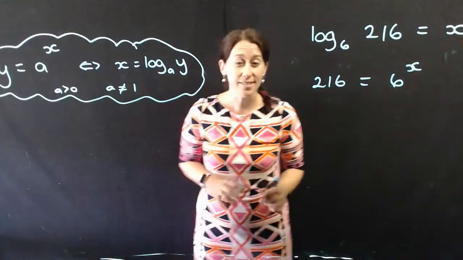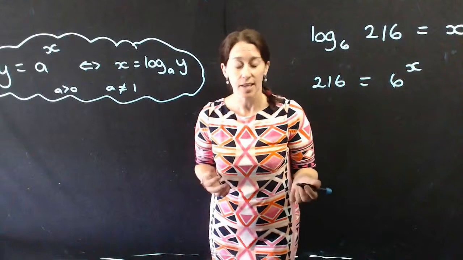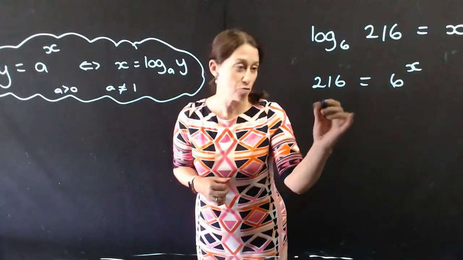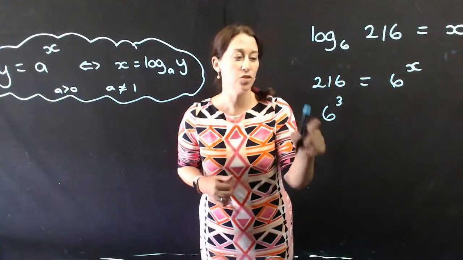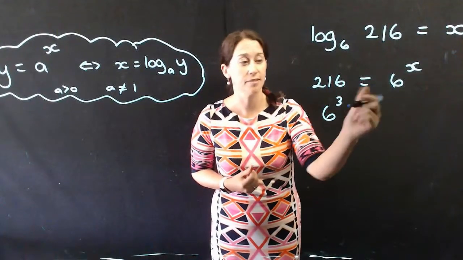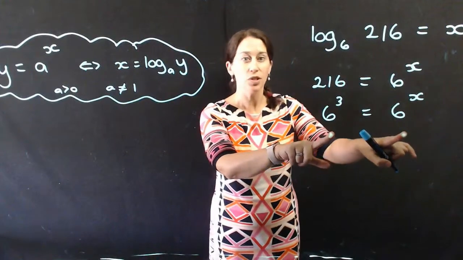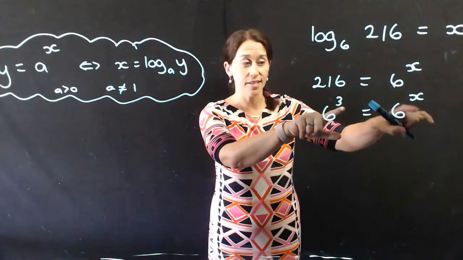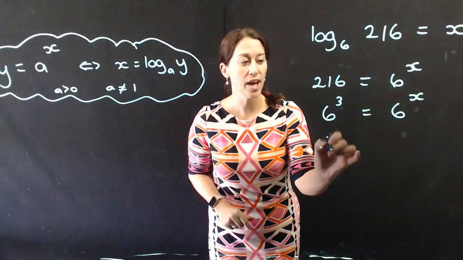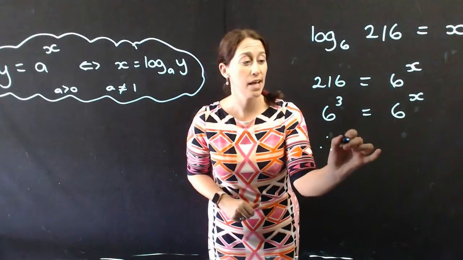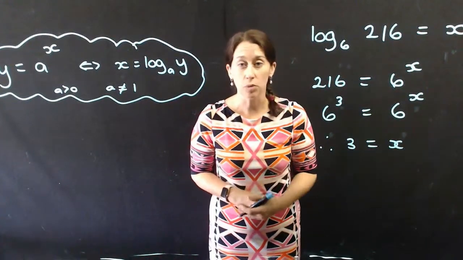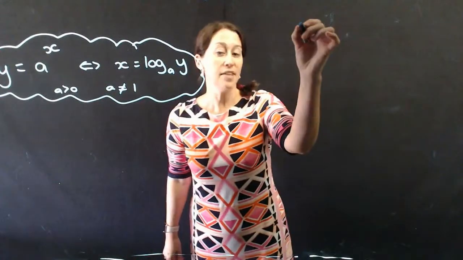Now, 216 is a power of 6. In fact, it's 6 to the power 3. So we can write 216 with a base of 6. And of course, once the bases are the same, you can equate the indices, the powers, and say that, because the bases are the same, x must therefore equal 3. Let's have a look at another one.